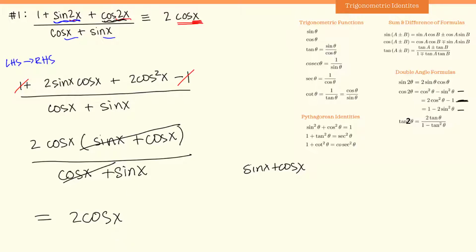So I have proven my identity. This trigonometric identity on the left hand side is equal to the identity on the right hand side. So I have proven this.